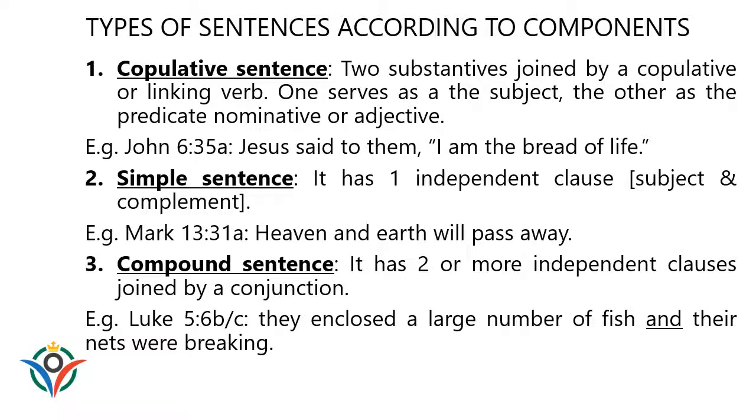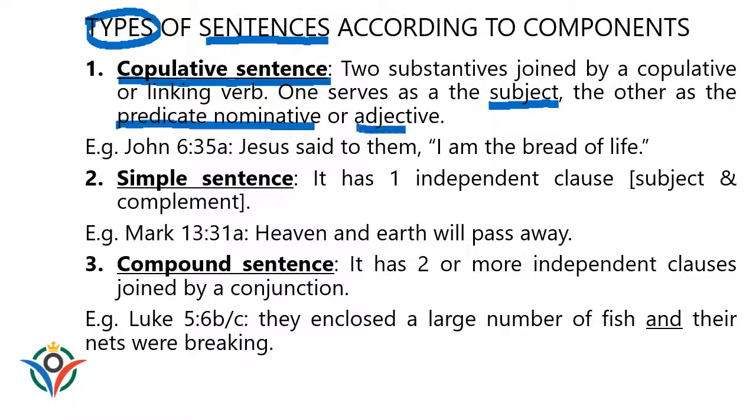The next thing that I want to do with you is speak to you about the different types of sentences. And these sentences have been classified according to their components. So the first one is the copulative sentence, which we spoke about earlier on in this lesson. And that is where two substantives are joined by a copulative or linking verb, and one serves as the subject and the other as the predicate nominative or adjective.